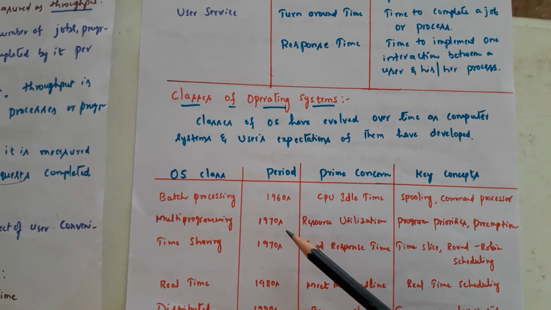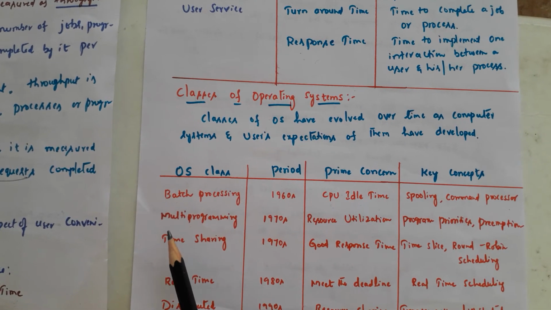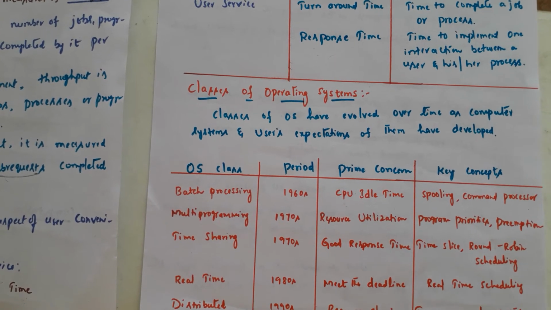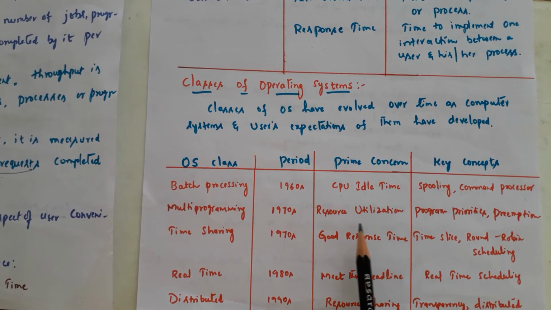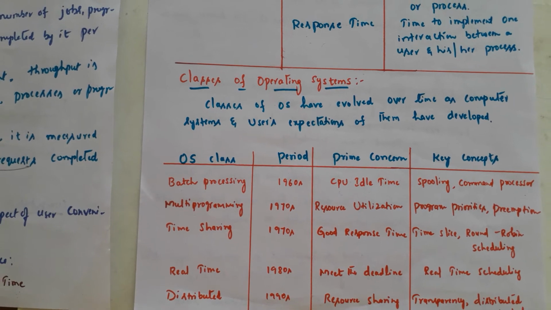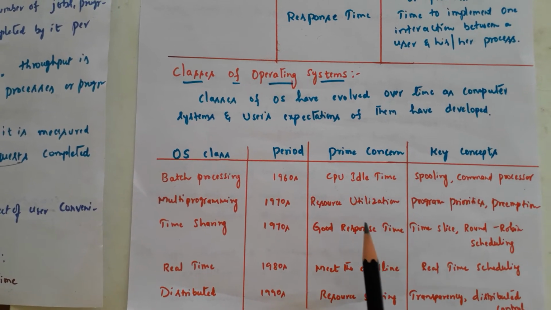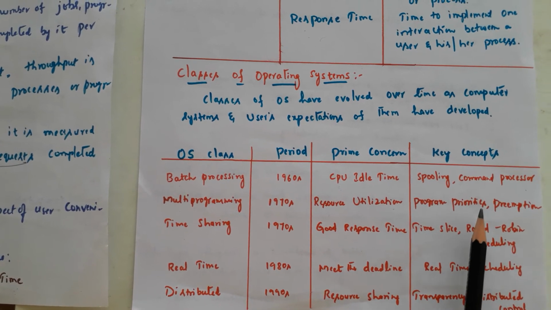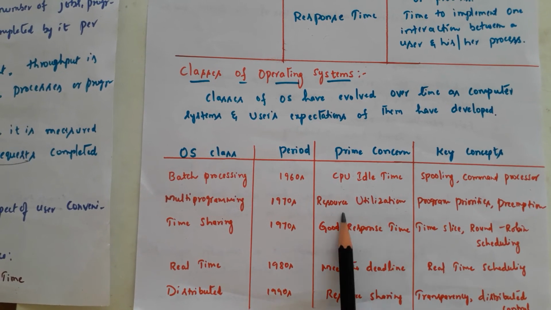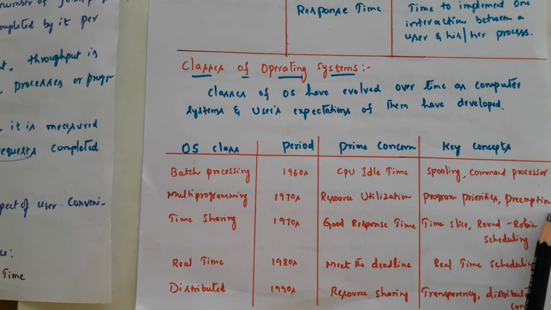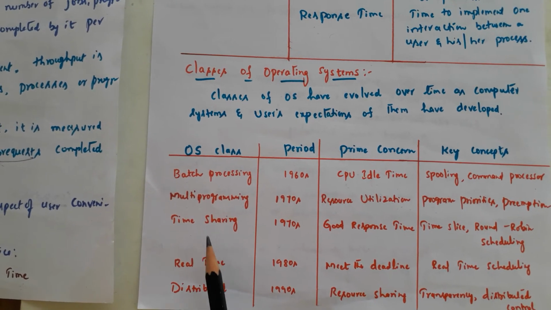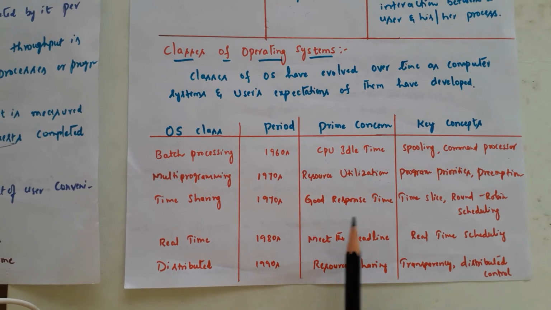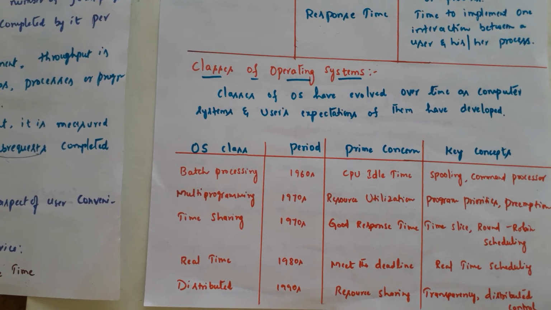When we go to 1970, the kind of operating system we had was multi-programming, and the prime concern was resource utilization. How to effectively use the different resources simultaneously made us go for multi-programming, and the key concepts included for implementing this were program priorities and preemption. Similarly, we have time sharing, real-time and distributed systems, with different key concepts for each. Let us look into that.